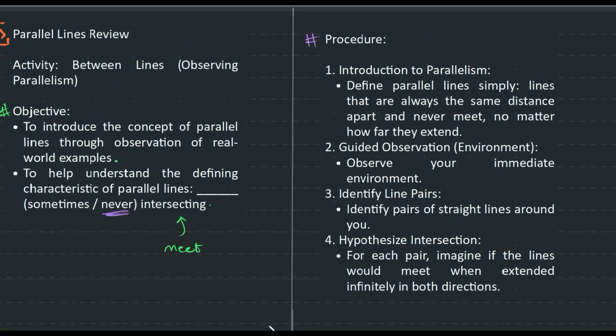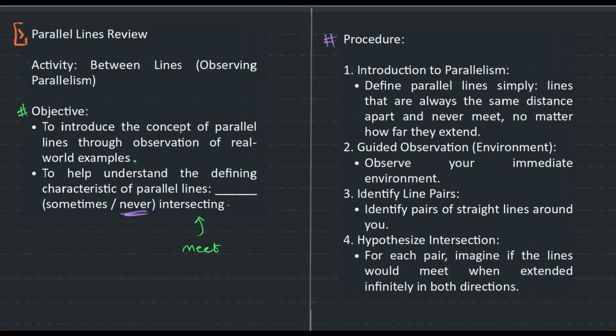Okay, guys, there's nothing much for you guys to copy over here. But yeah, if you want to have a read, you can pause.